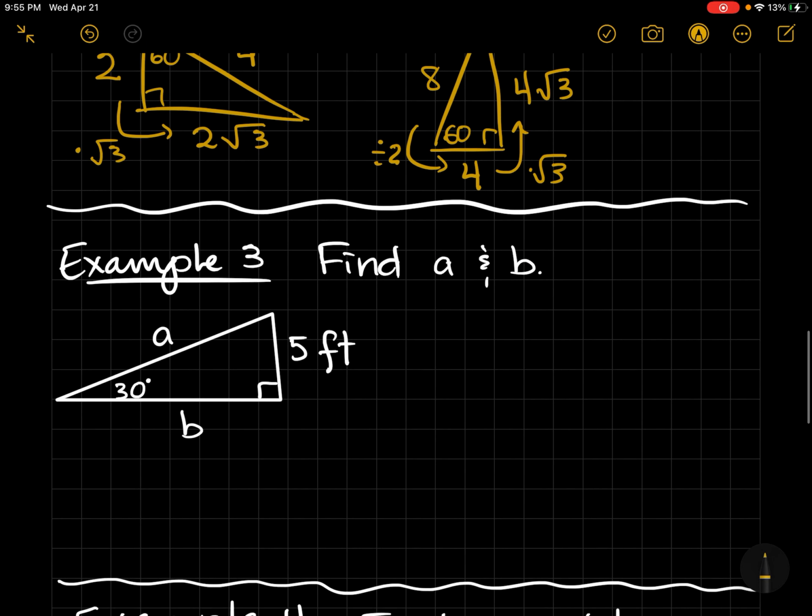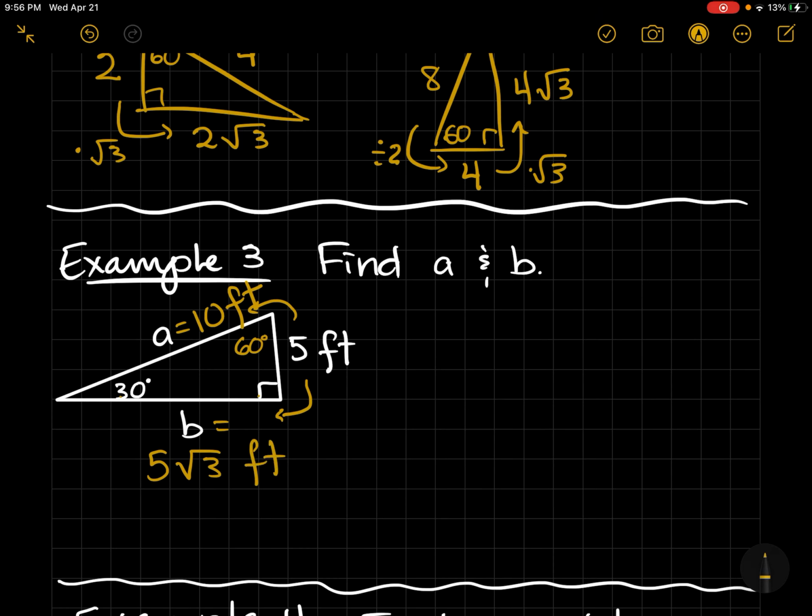Let's do a couple of examples. And remember, it's always wise to pause the video and give it a try. So we have a 30, 60, 90. If this angle is 30 and that's 90, this one must be 60, because remember, the 3 angles have to add to 180. So we know the short leg, multiply by 2. So A equals 10. We have units this time, so that's 10 feet. Here, we're multiplying by radical 3. So B would be 5 radical 3 feet.